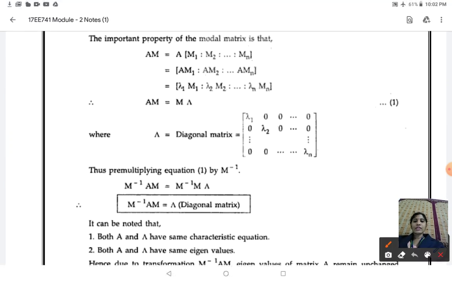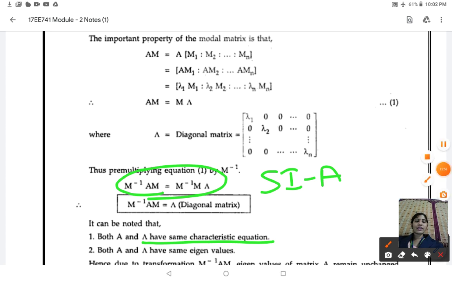So M inverse A M is nothing but your diagonalizing matrix. A will give some characteristic equation, and the roots of the characteristic equation are going to give the eigenvalues. These are all the basics, and in the next class we will solve some problems under this topic. Thank you, students.